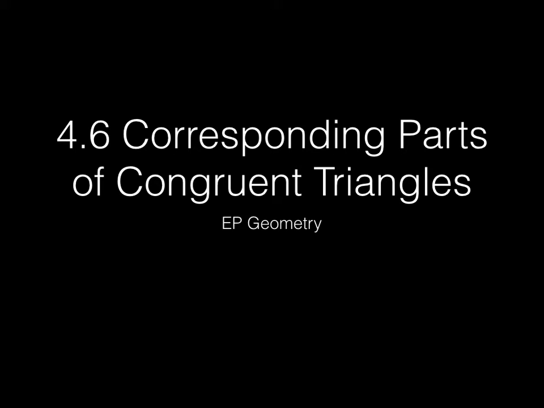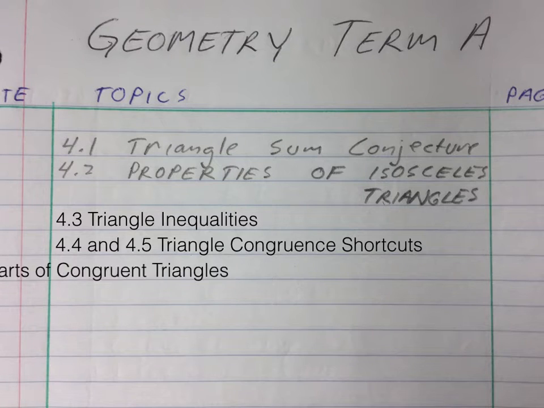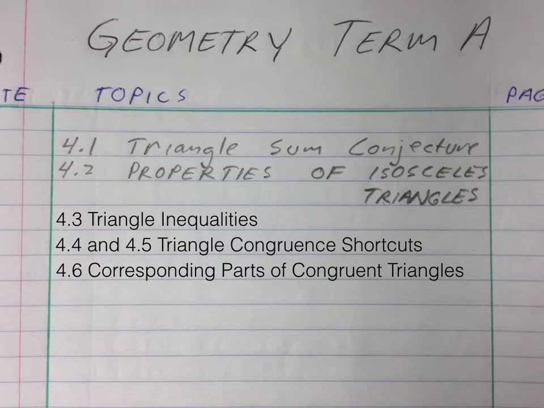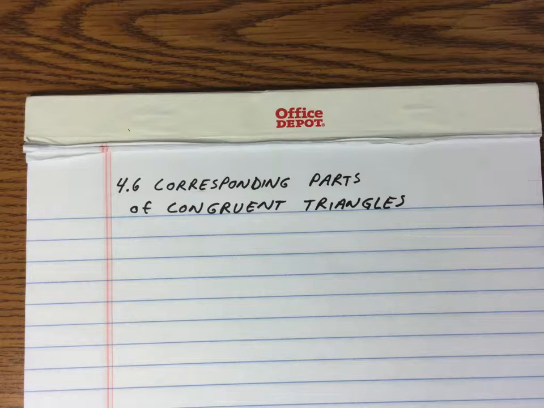Section 4.6 is called corresponding parts of congruent triangles. Make sure you place that into your table of contents, and then let's set up a new sheet for some notes.